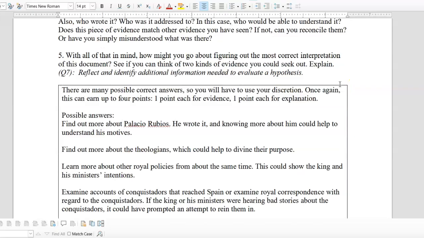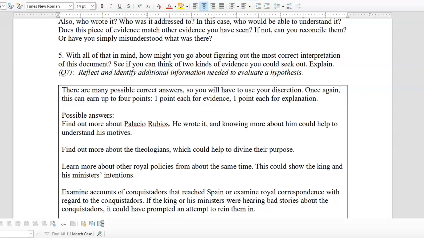And then the last one is, of course, the most complicated. With this one, you can go up to 4 points, 1 point for evidence, 1 point for the explanation. And this is where you're thinking again, or where the student hopefully has been thinking outside of the document itself and thinking more about the people who wrote the document, the motivation of the king and queen for having this document written, the motive of the theologians for having this document written. So what you're looking at here is evidence outside the document itself. And there can be some really good ones as long as they are well explained.